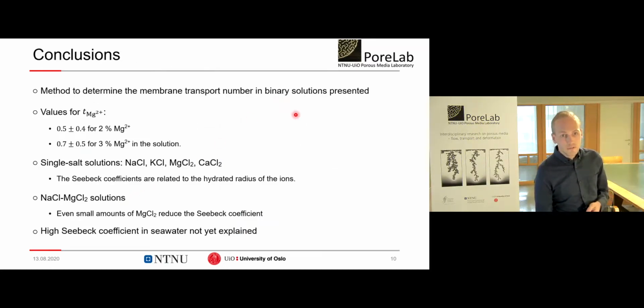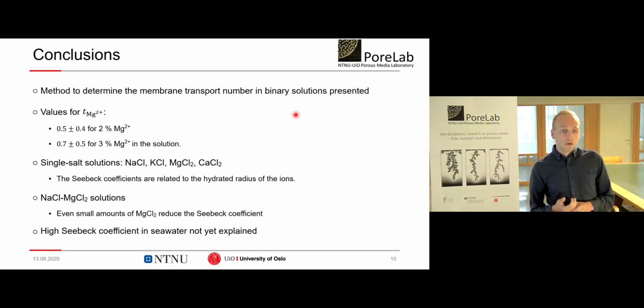So, to conclude, we have shown a method to determine the membrane transport numbers in binary solutions, and where we have found that for 2% of magnesium, the transport number was 0.5 plus minus 0.4, and for 3% magnesium, we found the transport number of 0.7 plus minus 0.5. And in single salt solutions, we have measured the membrane contribution to the Seebeck effect in sodium, potassium, magnesium, and calcium chloride solutions, and also found a relation with the hydrated radius of the ions.